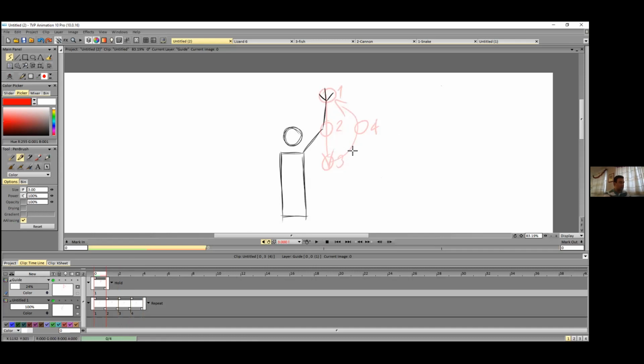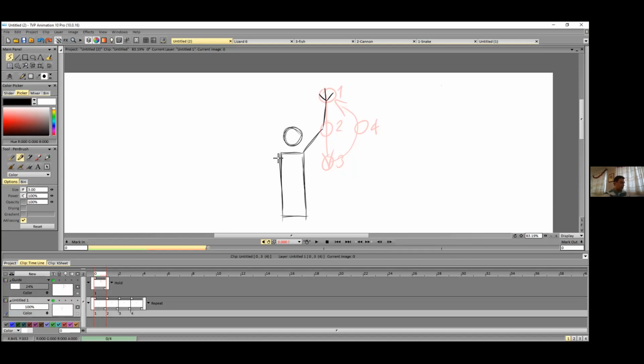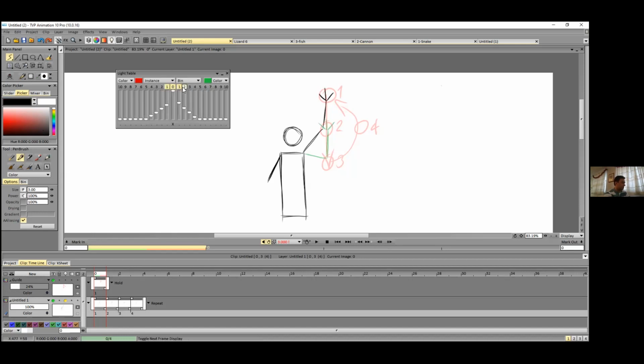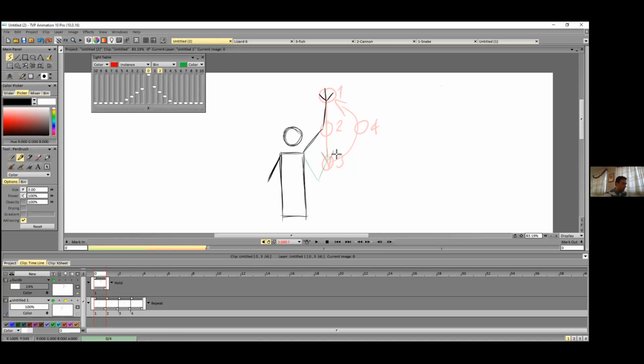When the right hand is in its highest position, the left hand would be, in just a second, in its lowest position. So it should be somewhere like here. I should draw something similar to this one. It would be here.